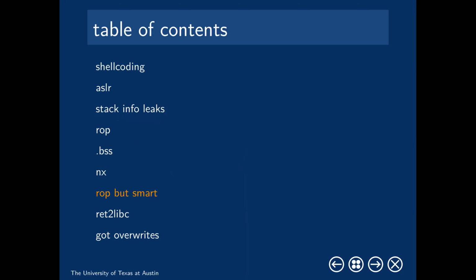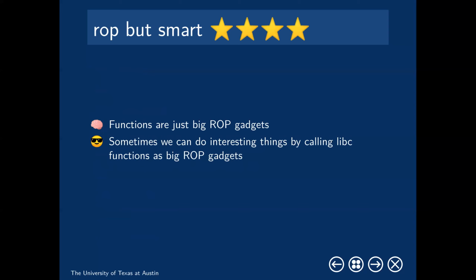So this brings us to the next type of exploit. I call this ROP, but smart. I don't know if there's an actual name for it, but if you really think about it, functions are just big ROP gadgets, right? It's just a big amount of code ending with a ret. So pretty often we can do interesting things by just calling libc functions as if they were big ROP gadgets.